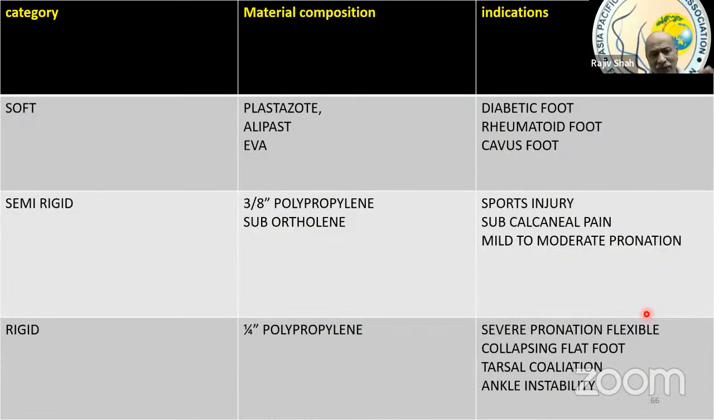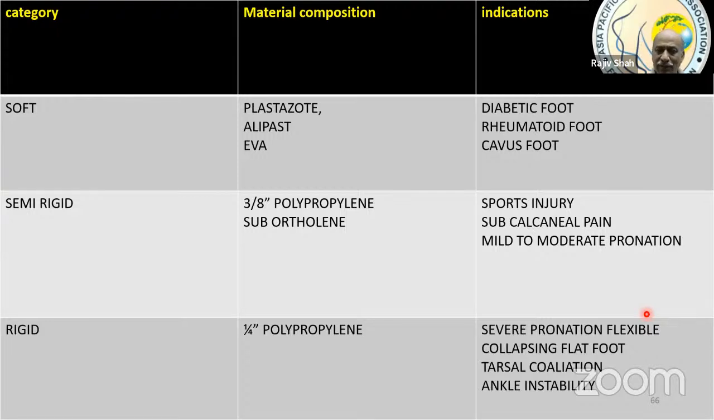So for a soft device, the material used is Plastazote, Eliplast, or EVA. EVA is the material being widely used, and these soft devices are used for the diabetic foot, rheumatoid foot, and cavus foot correction. All over-the-counter devices for toe deformities and heel pain are made with this soft material.